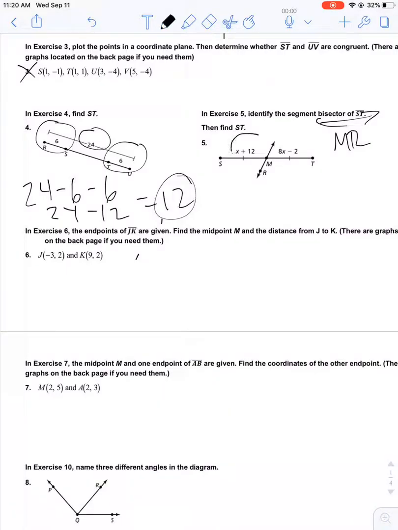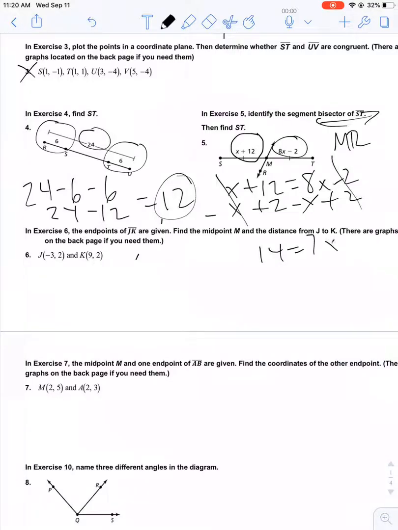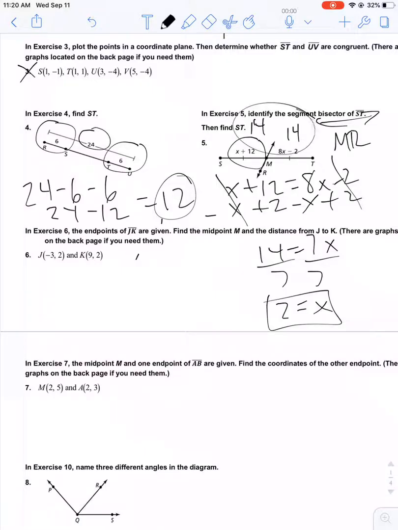Well, I know bisect means cut into 2 equal parts, so I know that this, x plus 12, is equal to this, 8x minus 2. That's plus 2 and minus x. I like to do it all in one step if I can. I get 14 equals 7x. Divide by 7, so 2 equals x. But it wants to know ST. Well, ST is the whole thing, so 2 plus 12 is 14. But since it's a bisector, that means this is also 14. So the whole thing is 14 plus 14, which is 28.